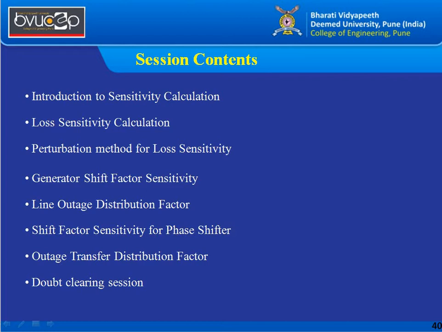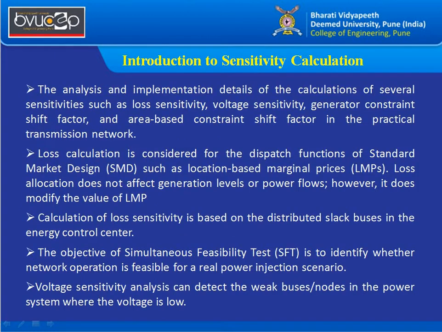Out of these, we are going to study the generation shift factor sensitivity, line outage distribution factor, shift factor sensitivity for phase shifter or phase angle, and outage transfer distribution factor. We will study the equations and formulas to calculate these sensitivity parameters. If you have any doubt, you can post it so that I can revert back to you with the solution. So let us start with the sensitivity calculation.